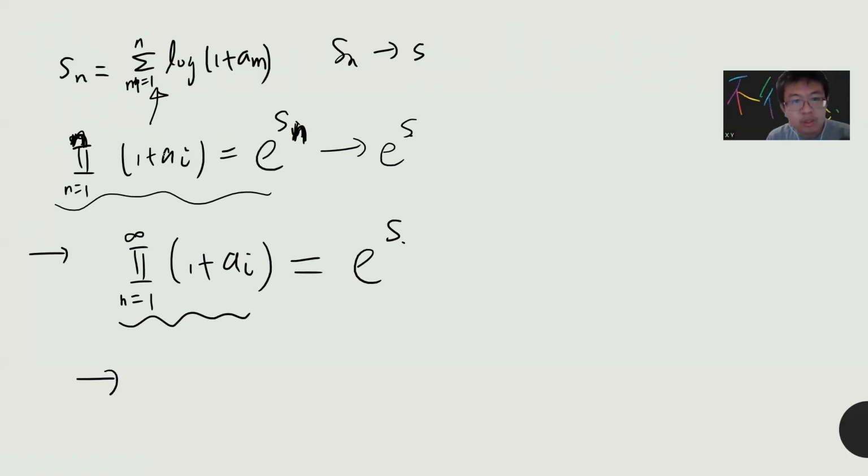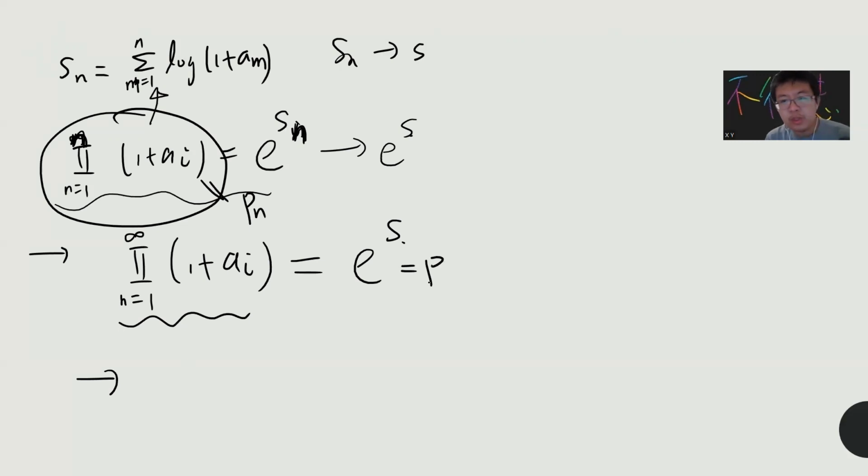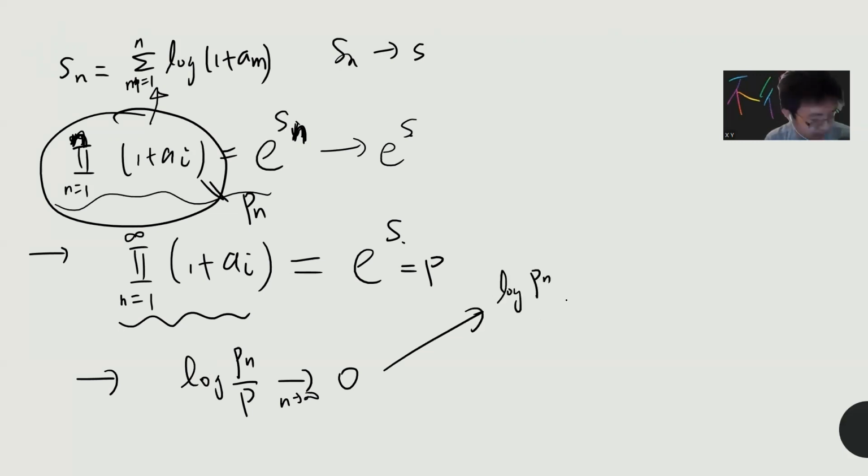So if we denote this as P_n, and let's call the limit P, then P_n converges to P by the infinite product. This means that log of P_n divided by P goes to 0, right? Because when n goes to infinity, P_n divided by P will be 1. Now I can write log of P_n divided by P as S_n minus log P plus h_n 2 pi i.